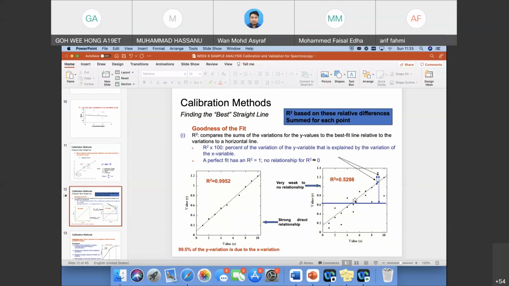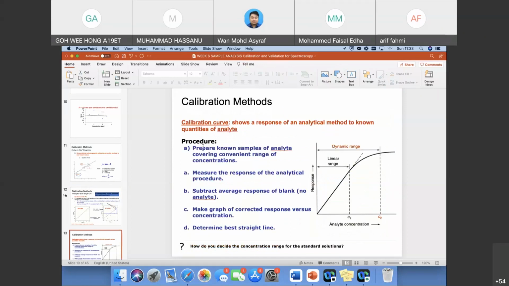Here r square is 0.5, a very weak or no relationship at all. So this is your aim when you produce your calibration curve later on. You would need to be able to get something like this. If you get something like this instead, then you need to do your calibration curve again.